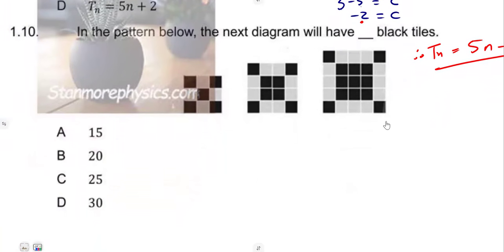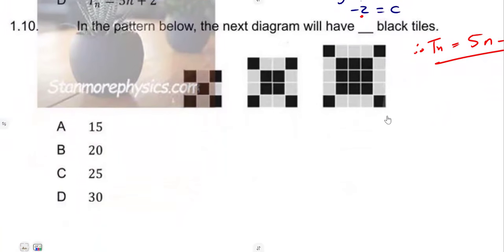1.10. In the pattern below, the next diagram will have how many black tiles? The next diagram. All right. Let's look into our diagrams that you're given. This is the first diagram. How many black tiles? That is 1, 2, 3, 4, 5. There are 5 of them.